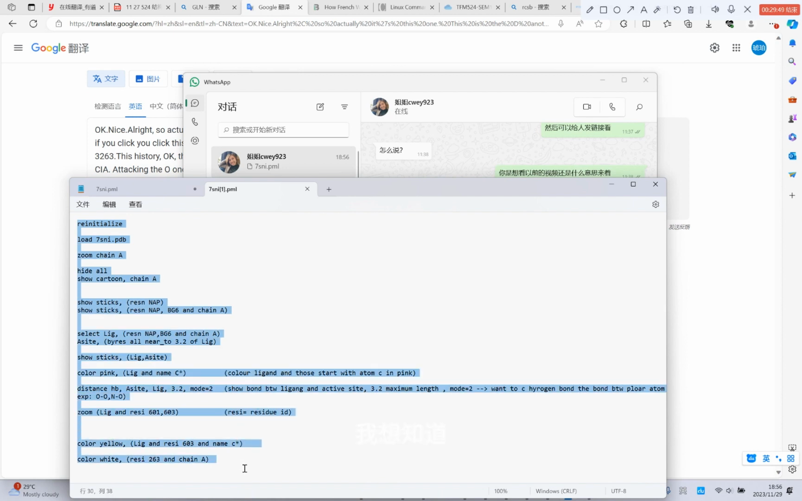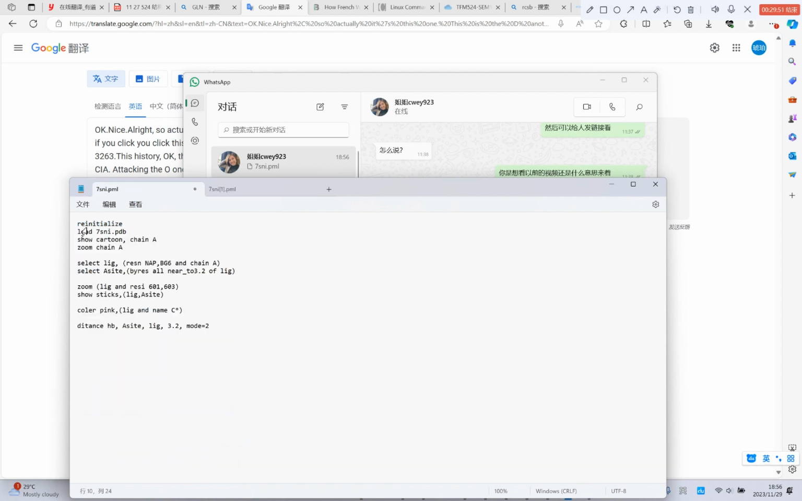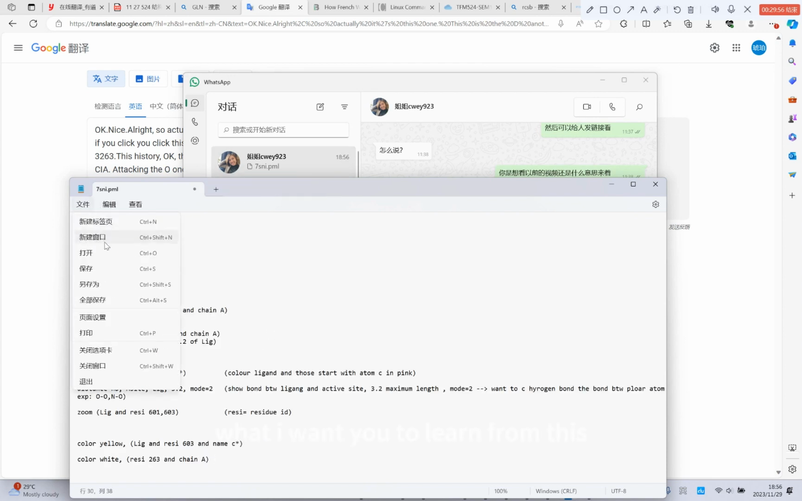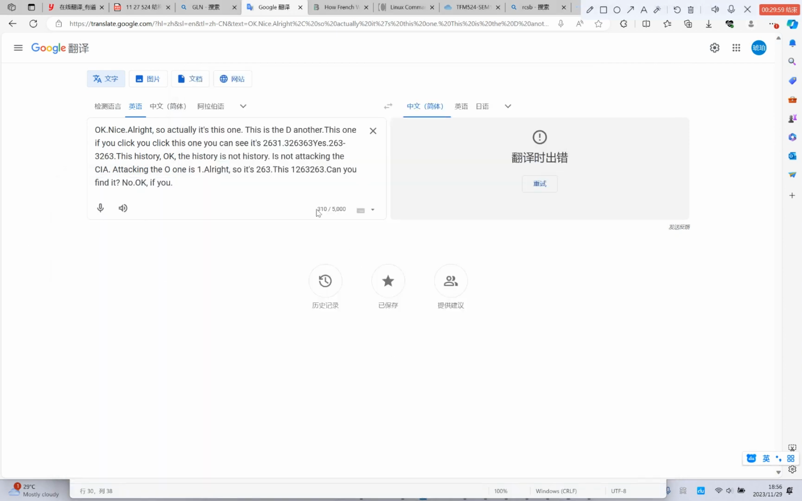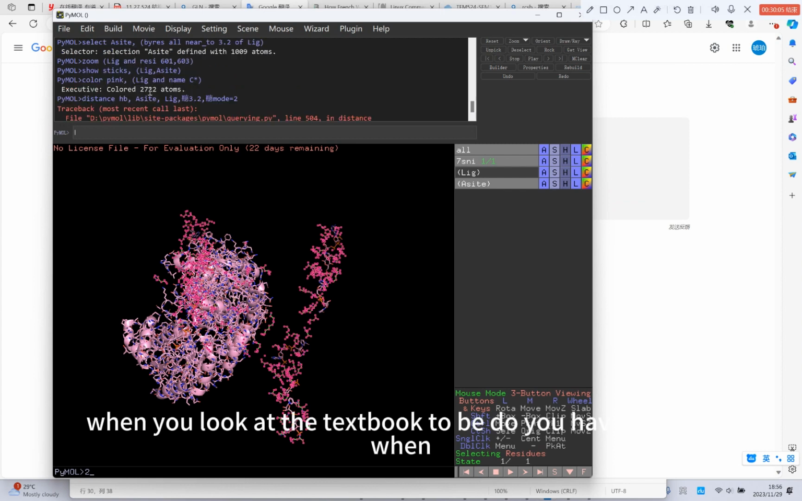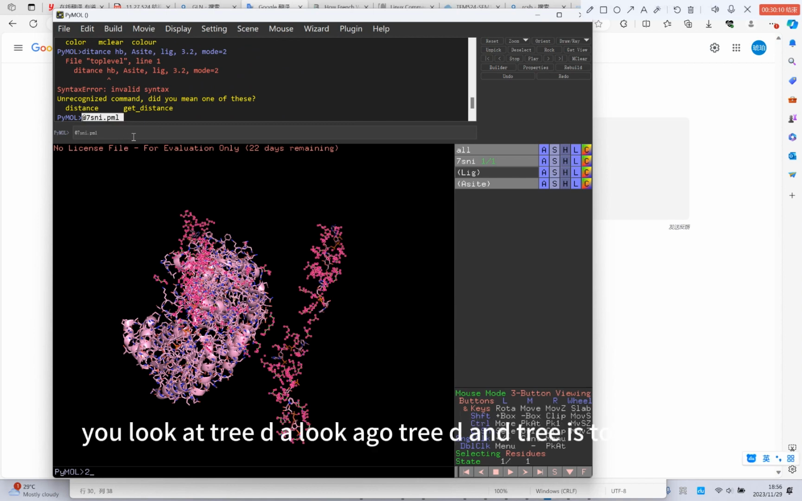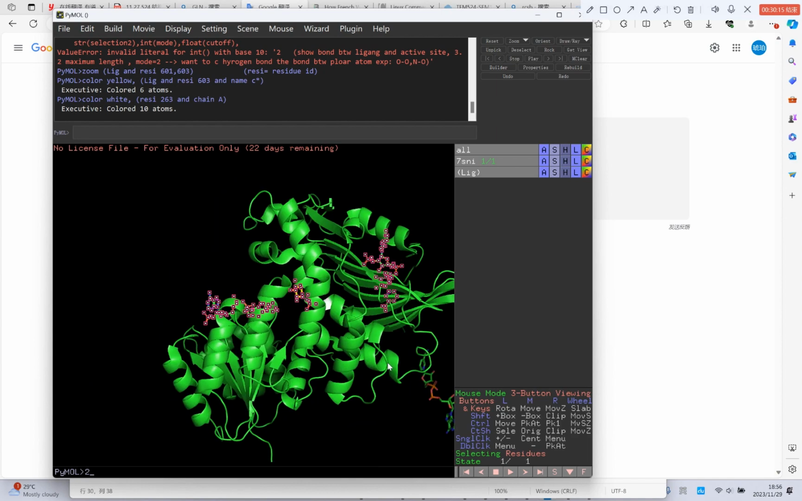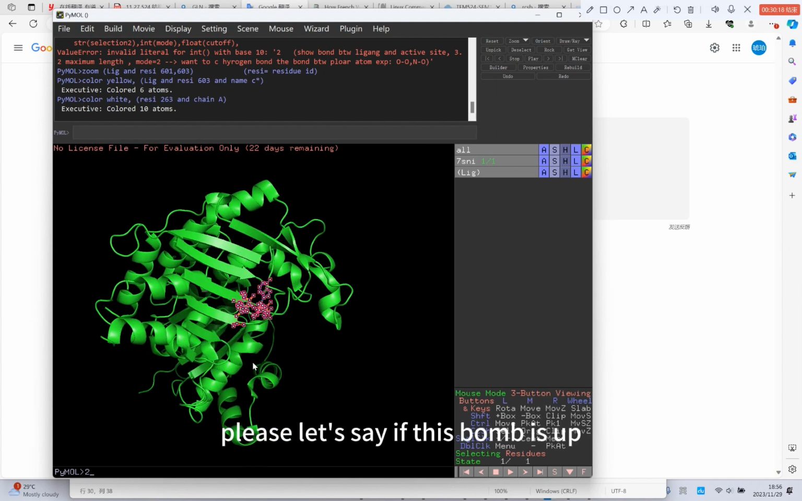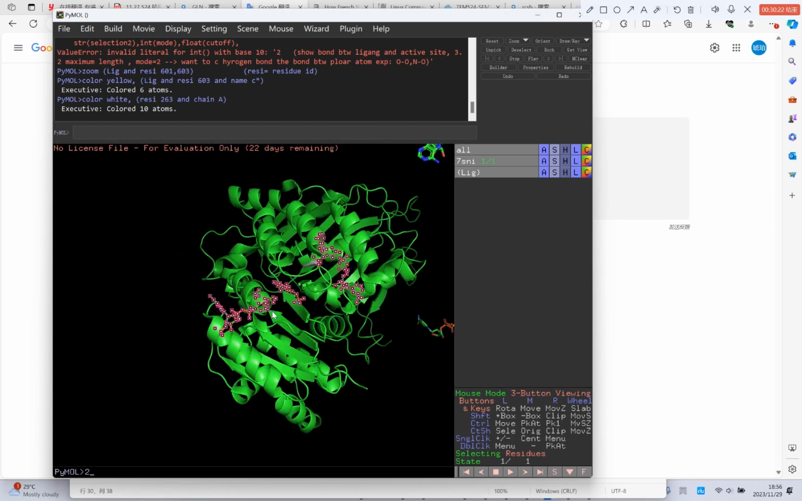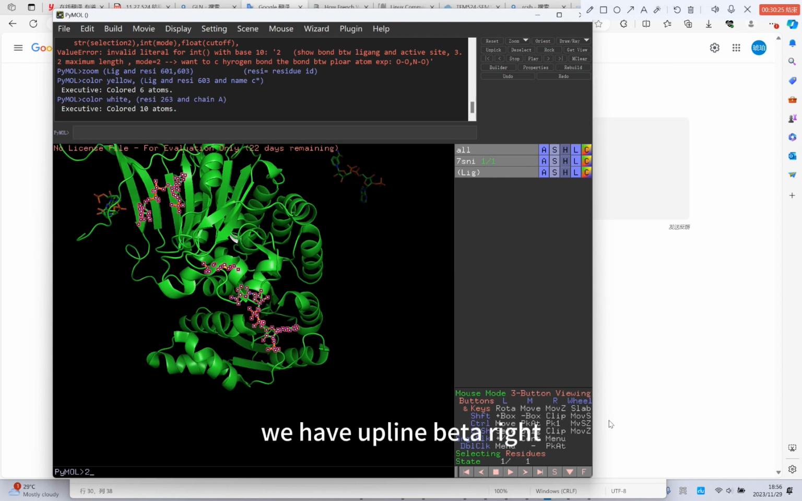So actually, what I want you to learn from this lesson is to see really what is attacking what. Usually when you look at the textbook, it's just 2D. You have no idea how it looks in 3D. And in 3D it is totally different. This, let's say if this bond is up, glucose. Glucose we have alpha and beta, right?